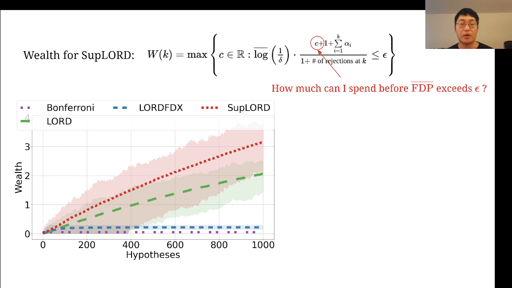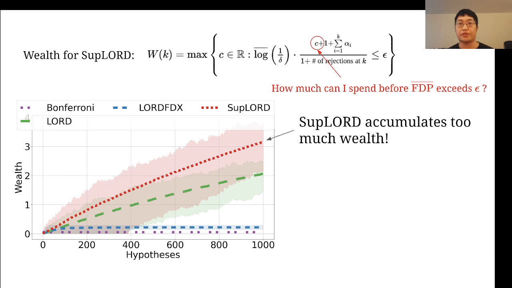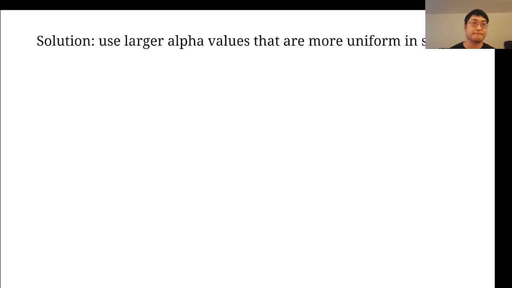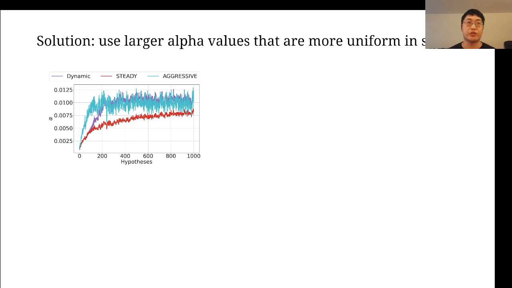And if we graph the wealth of our algorithm over multiple trials, we can see that the average wealth that SupLORD accumulates is actually increasing: the more hypotheses it tests, the more wealth it accumulates. And this is kind of bad because this is unused wealth, which means we have smaller alpha values than we could have had, and that means we have some unexploited power here. So we could have more powerful algorithms if we just increased our alpha values a little more and used up this wealth. So really the solution here is just to make larger alpha values that are also uniform in size.